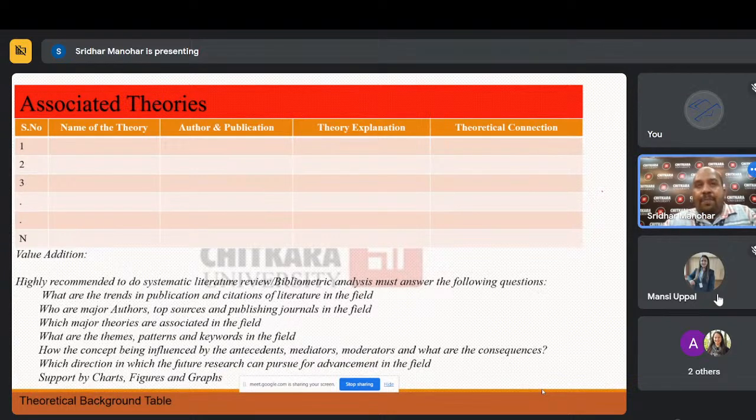So these things you can understand from a bibliometric analysis or an SLR. We call it a systematic literature review, which includes the narrative literature review and also meta-analysis, meta-synthesis, and bibliometric analysis to understand, as I said earlier, the conceptual connections and the growth of the concept over a period of time, from the seminal papers till the recent papers.